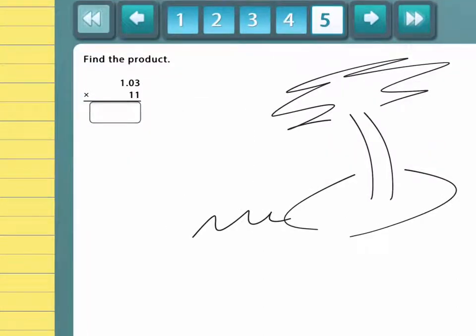Same time, let's go on vacation. 2 decimal places. They run away. They hide. Then you multiply 103 times 11. Let's do the sprinkler math method.